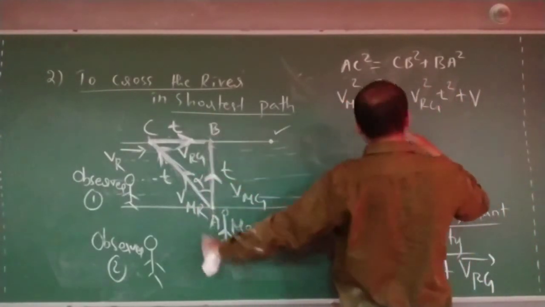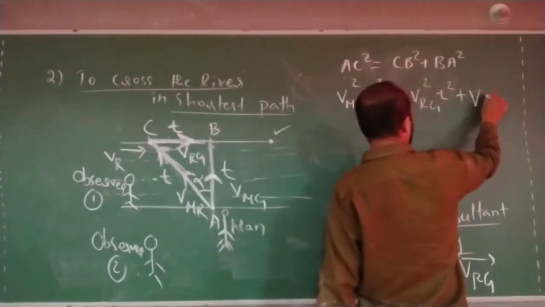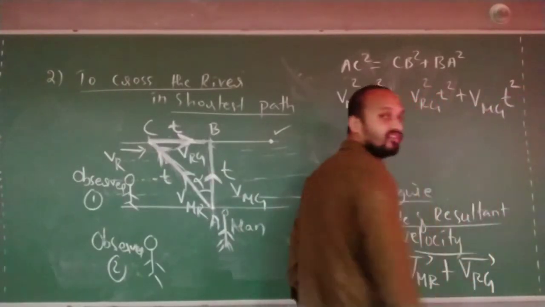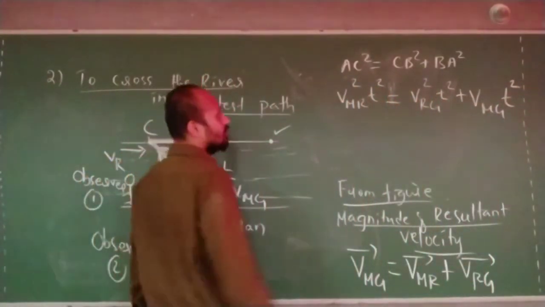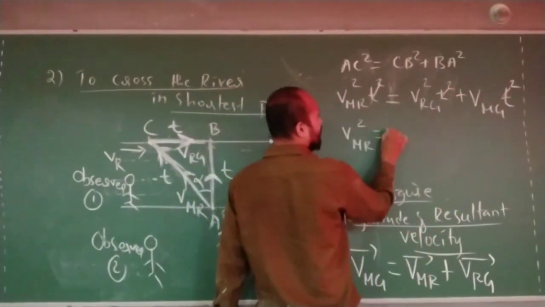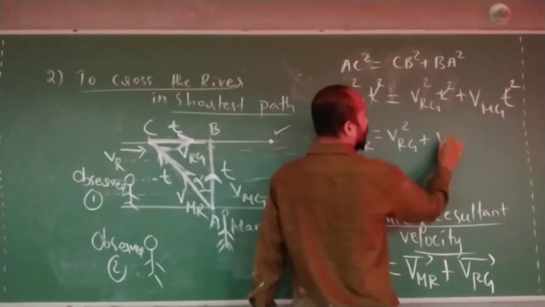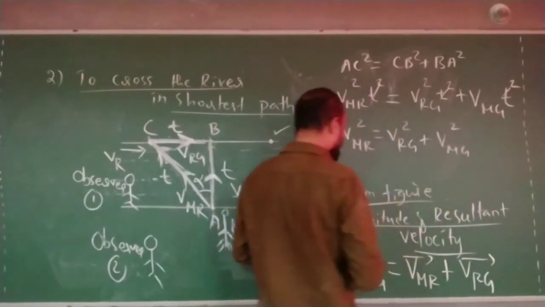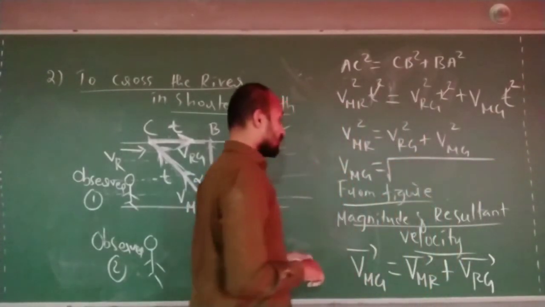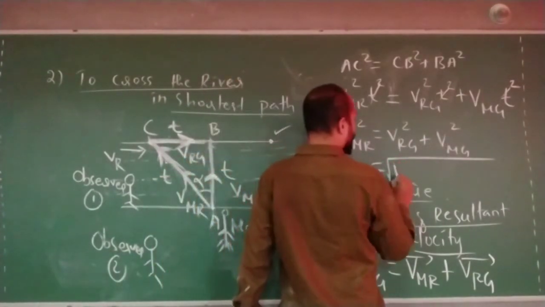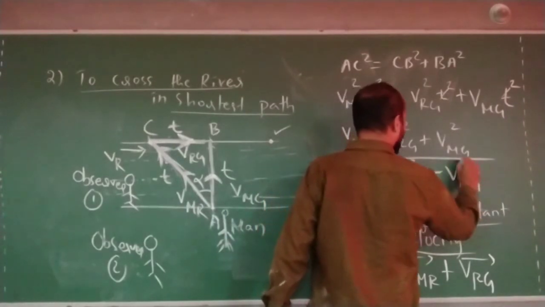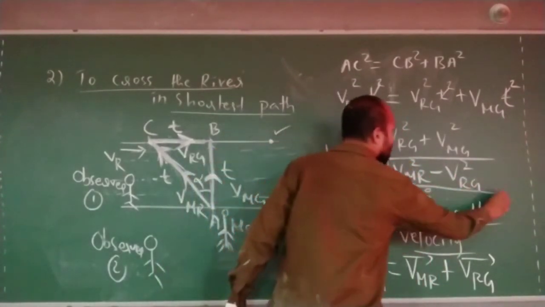That is AB square, meaning previously velocity of man with respect to ground into T square. T square will get cancelled. Vmr square is equal to Vrg square plus Vmg square, or Vmg is equal to the square root of Vmr whole square minus Vrg whole square. This is the resultant velocity.